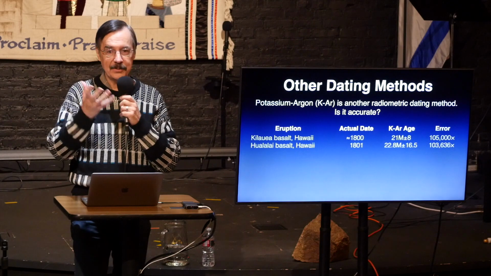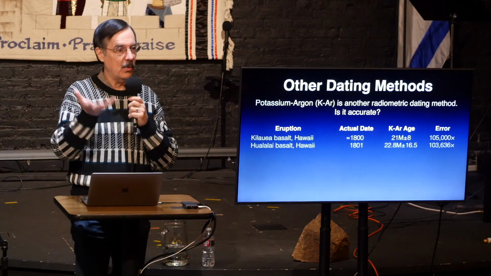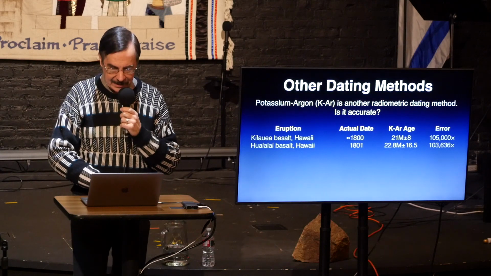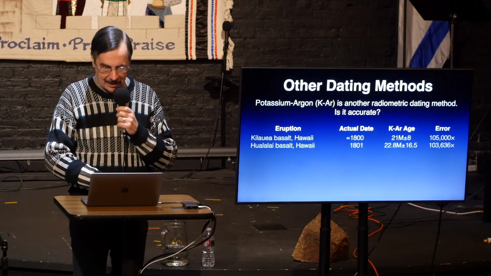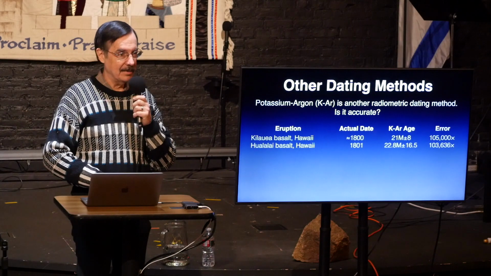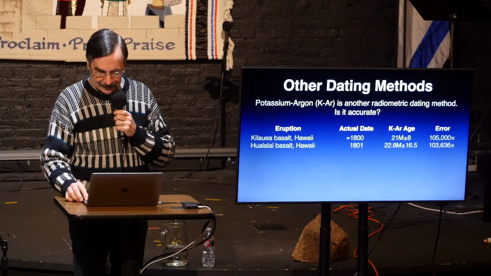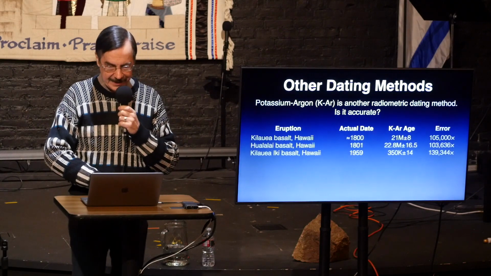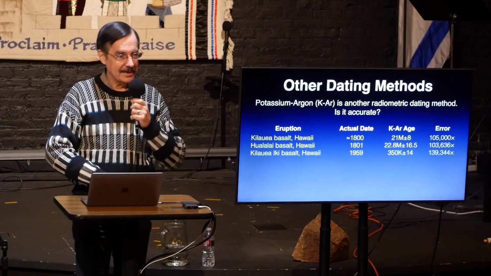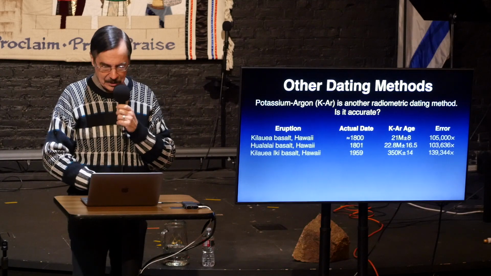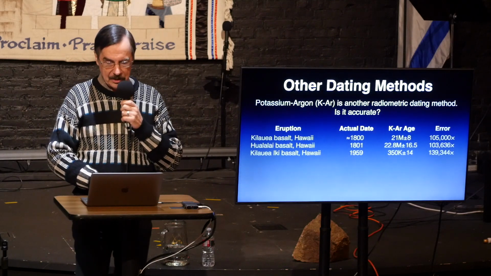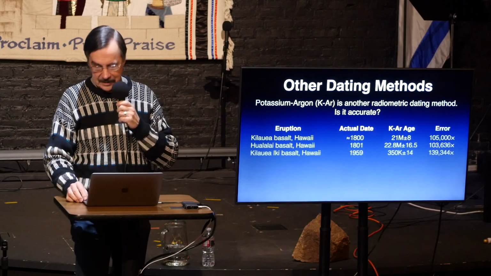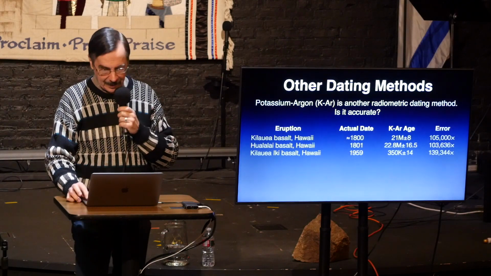How do we know? Because we have eyewitnesses. There were people watching it. 1801, and that sample measured 22.8 million years old. 103,000 times off. Kilauea Iki basalt, 1959. So, it's like half a century old, and it measured 350,000 years old. 139,000 times too big of an answer.